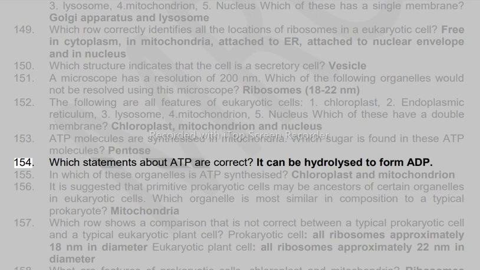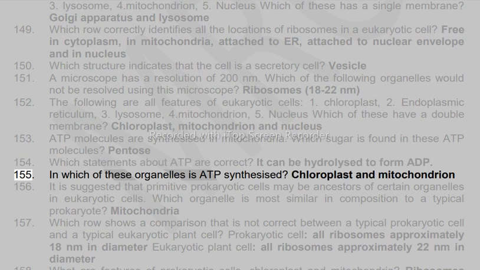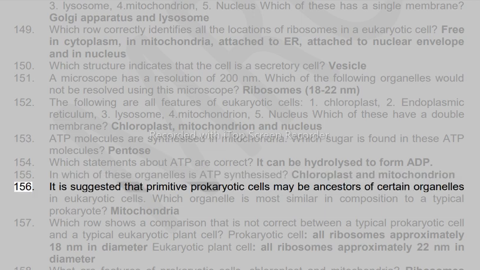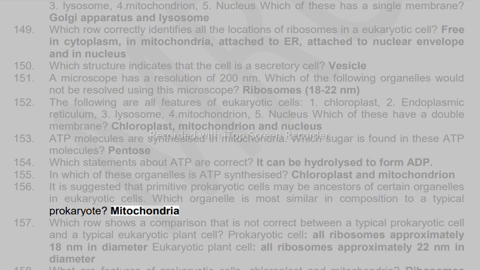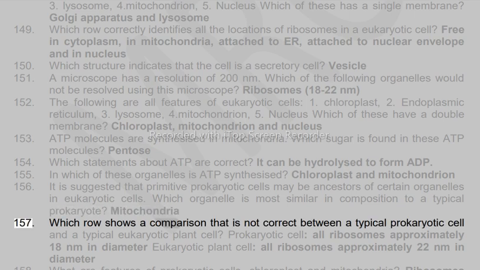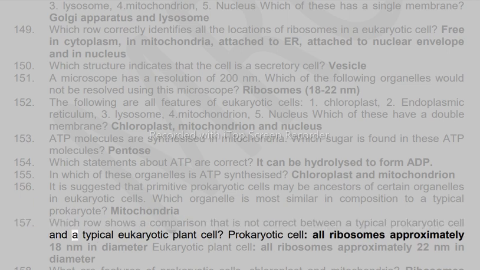Pentose. 154. Which statements about ATP are correct? It can be hydrolyzed to form ADP. 155. In which of these organelles is ATP synthesized? Chloroplast and mitochondrion. 156. It is suggested that primitive prokaryotic cells may be ancestors of certain organelles in eukaryotic cells. Which organelle is most similar in composition to a typical prokaryote? Mitochondria.